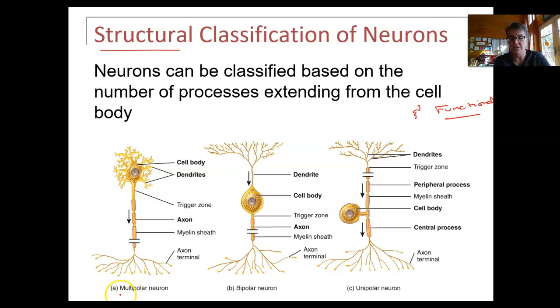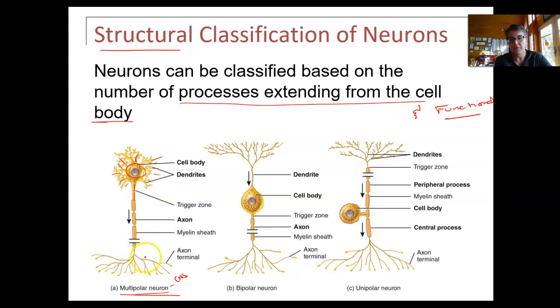So if it is structurally, I will have multipolar neurons. So think of polar as process. A process is things coming off of it. Number of processes extending off the cell body. So a process is all these sticky outy things. So if I have a whole bunch of different dendrites coming off of one cell body, and then of course I only have the one axon, this is a multipolar neuron. Multipolar neurons are found in the central nervous system typically.